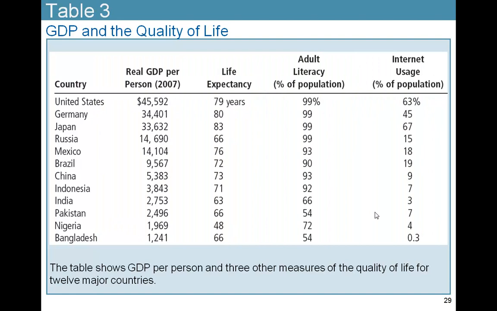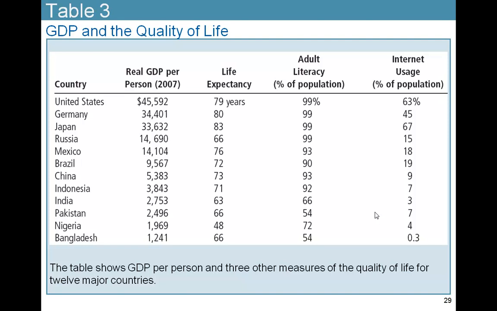So to end the chapter, here's a nice chart which shows you the effect of higher real GDP per person. You can see the US on this chart has the highest real GDP per person as of 2007. It has a very high life expectancy, not the highest, but high, and high literacy as well. And you can see the same types of life expectancy, adult literacy, and internet usage as Japan has. So that's comparing the US and Japan. Germany has a slightly lower rate of internet usage, but still has very good life expectancy and adult literacy.